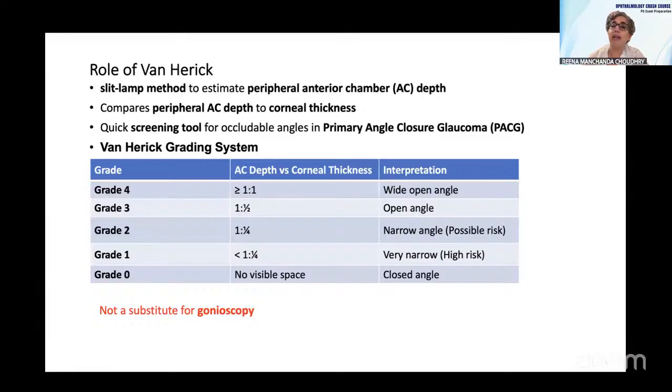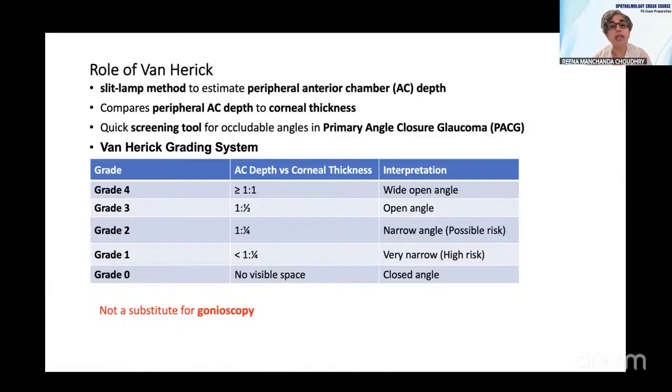What is the role of Von Herick? So it's important that you know what Von Herick is and how it is done on the slit lamp. And also you have to know the grading when you're comparing the corneal thickness to the anterior chamber depth, but it has to be done in the periphery of the anterior chamber on the slit lamp with the light and the observation scope at 60 degrees of angle. As you know, anything less than grade 2 is of concern and risk of angle closure, but the Von Herick does not really allow you to make a diagnosis of angle closure till you've done a gonioscopy. So it's not a substitute for gonioscopy, but just a screening tool.